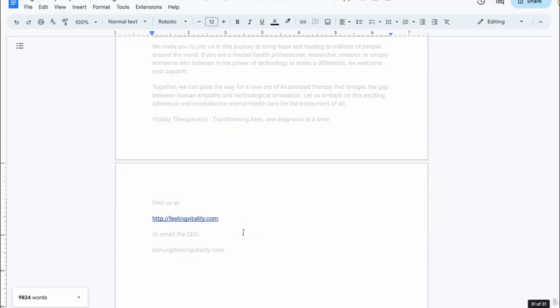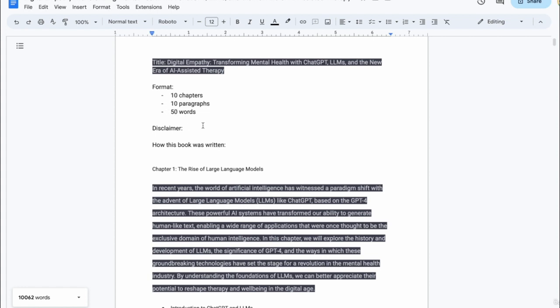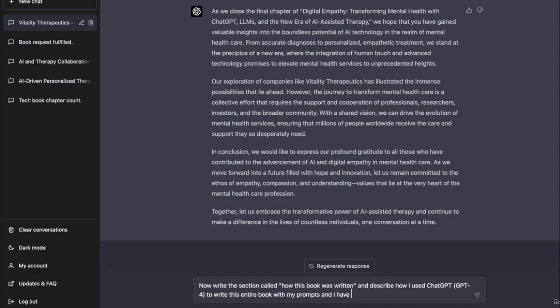I want to be transparent and do this with integrity, so I'm going to write a disclaimer and then describe how the book was written. Okay, now write this section. Now write the section called how this book was written and describe how I used ChatGPT to write this entire book with my prompts, and I have edited to the best of my abilities. So we'll do a legal disclaimer, but first I'm going to ask you to describe it in kind of layman's terms of how this was written so everybody knows.